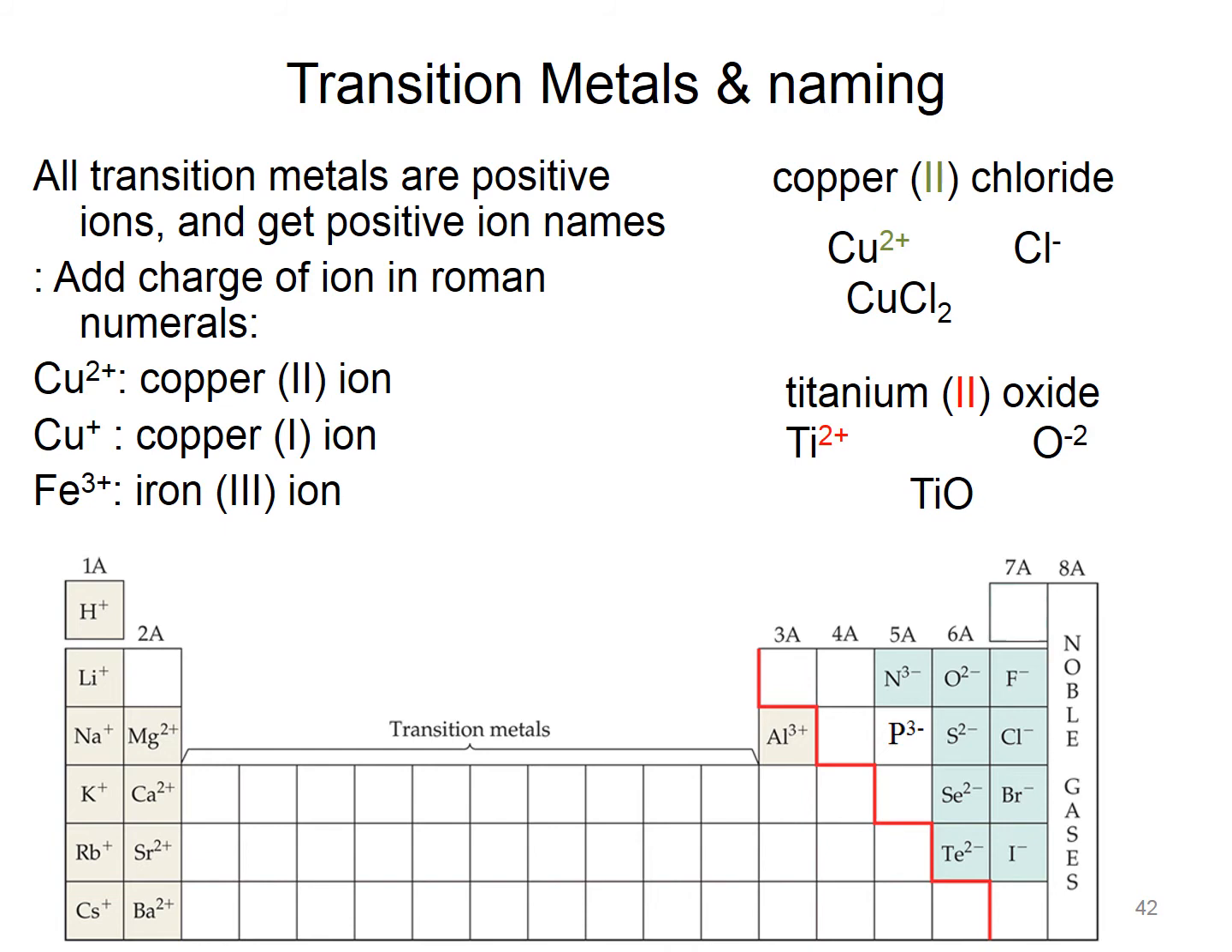Now, this gets confusing because when we say, like in the top right-hand corner, copper(II) chloride, we're not referring to the formula, we're just referring to the charge. So in the case of copper(II) chloride, copper 2+ does require 2 chlorines to form CuCl2. But in the case of titanium(II) oxide, titanium is 2+, oxide is 2-, the charges are equal, so no 2 is needed in the formula. Again, the Roman numeral indicates the charge. It does not necessarily indicate the formula.